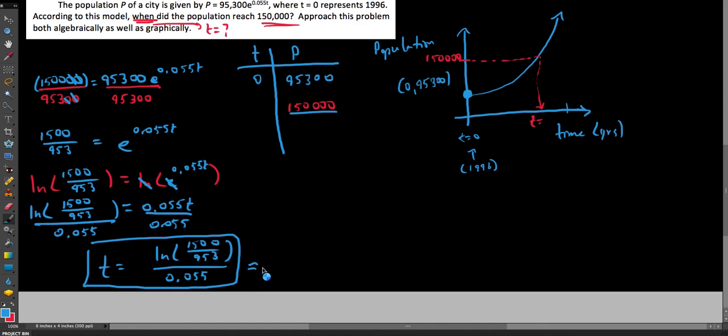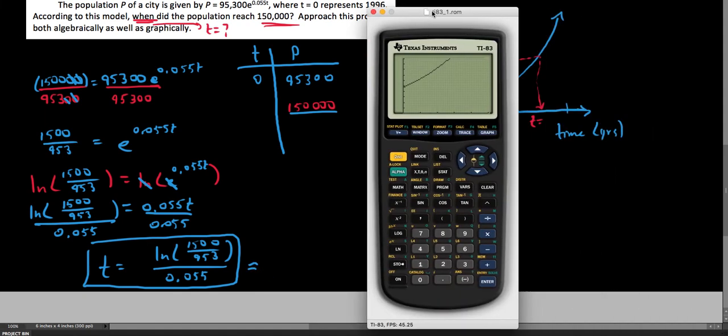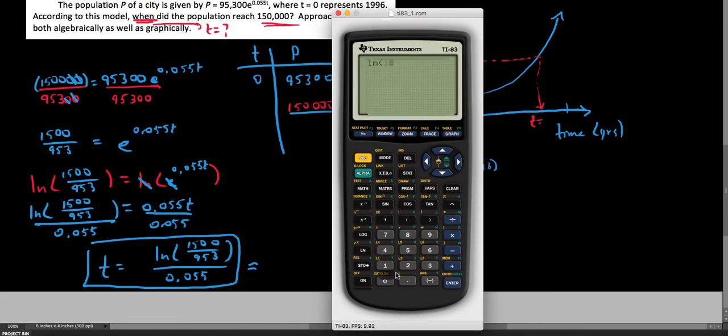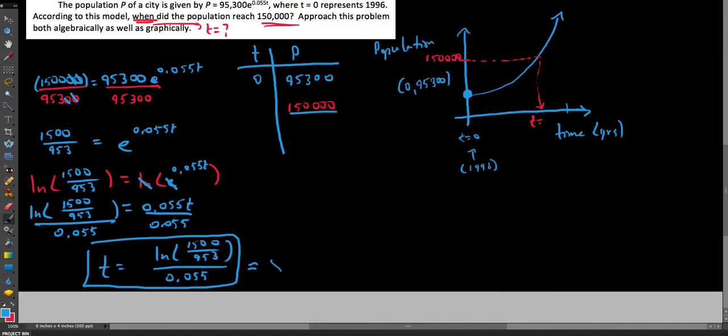Once we get our exact value, let's solve for our approximate value. I'll type the natural log of 1500 divided by 953, end parenthesis, and divide all that by 0.055, and we get an approximate value of about 8.25. This is being measured in years, so when we work with models we want to make sure we label units. Up here on the table I'm going to say 8.25. Over here on my graph I'm also going to label that at about 8.25 years we have about 150,000 people.